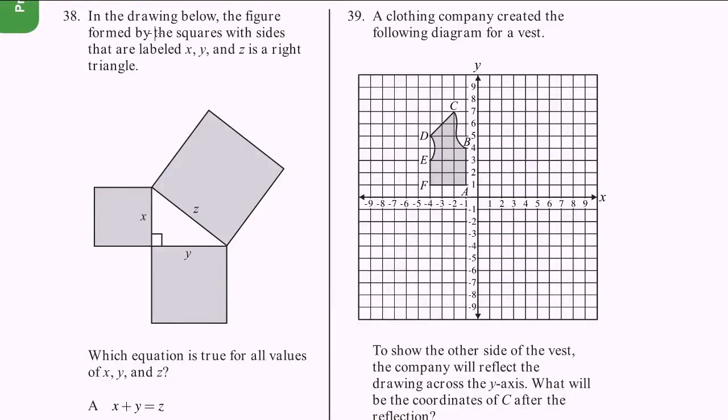Problem 38. In the drawing below, the figure formed by the squares with sides that are labeled x, y, and z is a right triangle. So they're saying this thing right here is a right triangle. And then they ask us which equation is true for all values of x, y, and z. So really, they're just trying to see if you remember the Pythagorean theorem.